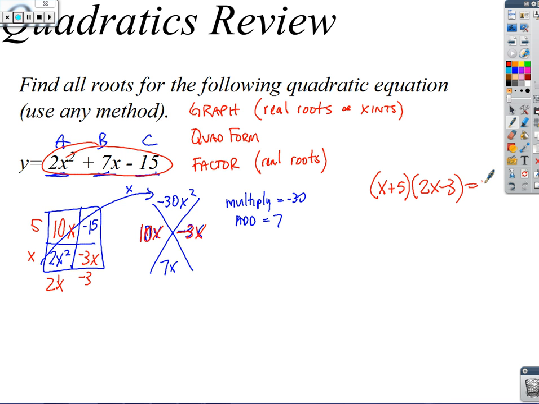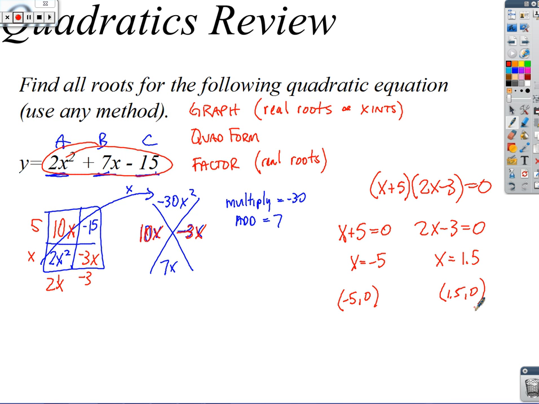I set those equal to 0 to solve for the roots. So x plus 5 equals 0, and 2x minus 3 equals 0. So x is -5. And over here, x is 3/2 or 1.5. That's entirely up to you. Now remember, these are coordinates. They're the x-intercepts. So -5, 0, and 1.5, 0.